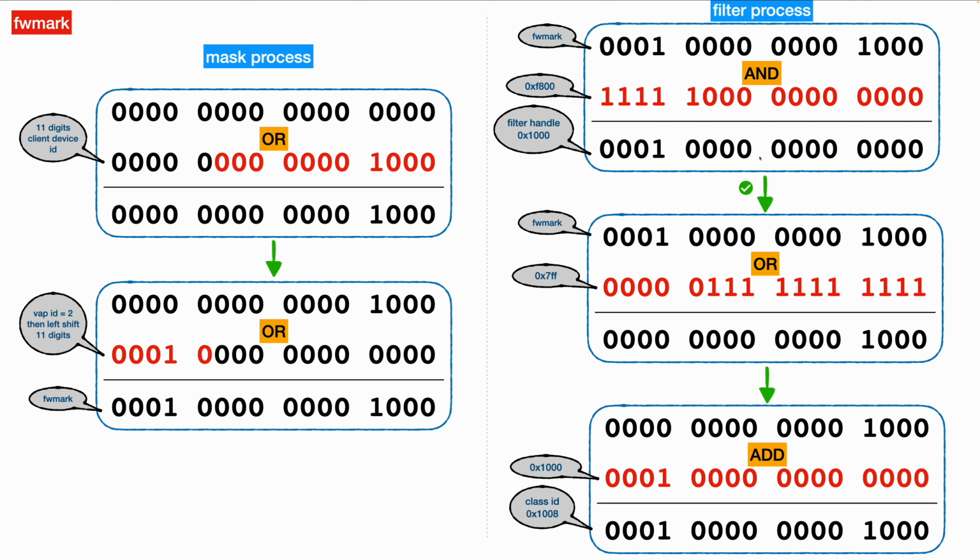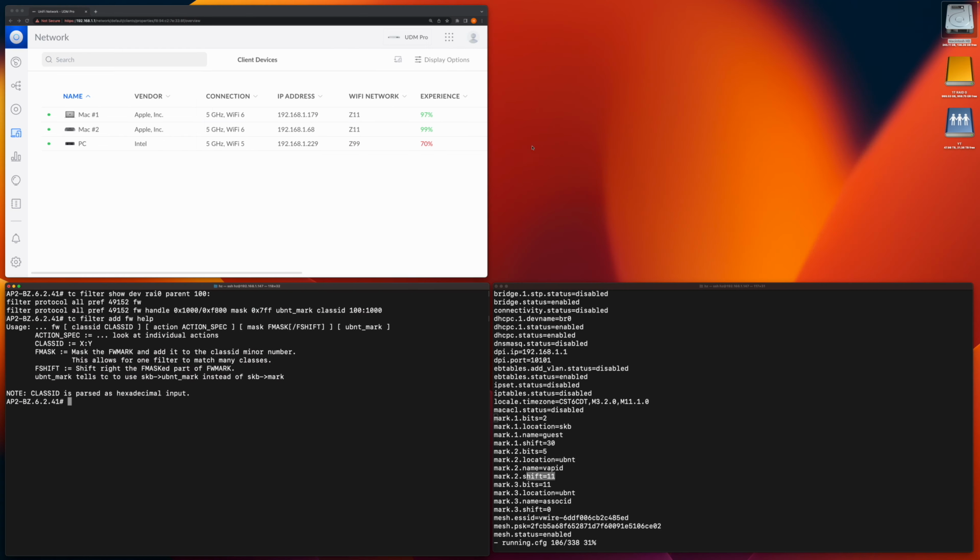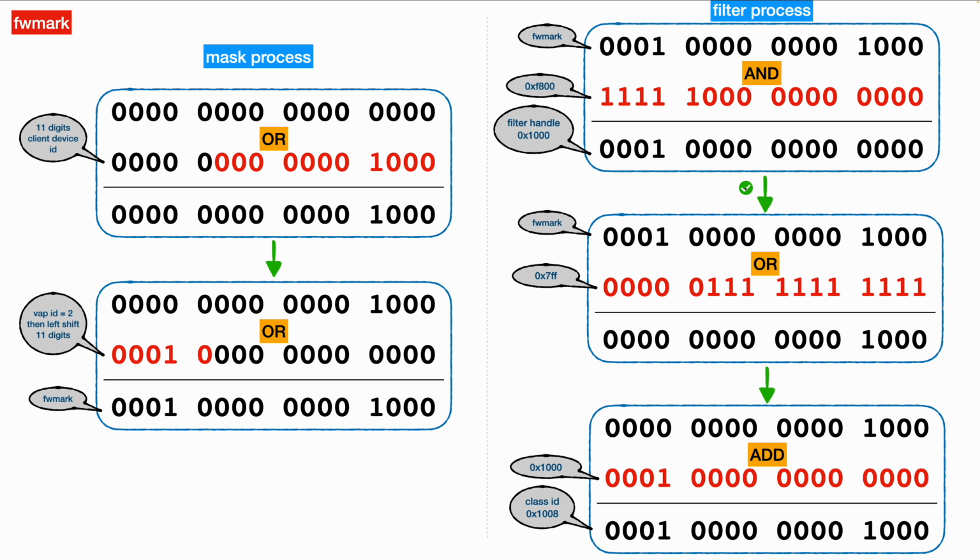If you convert this binary number to hexadecimal, that's exactly 0x1000. Is this number familiar? Yes. It is in another part of the filter, the handle. As long as your mark matches this handle, that means this filter matches. I have a green tick here. That means your packet matches the handle. Then the system will proceed to decide where to put your packet.